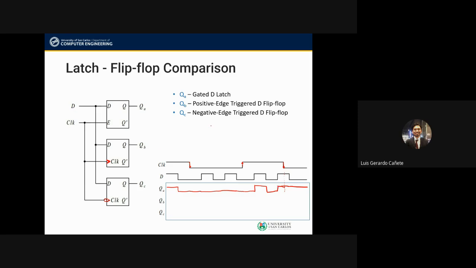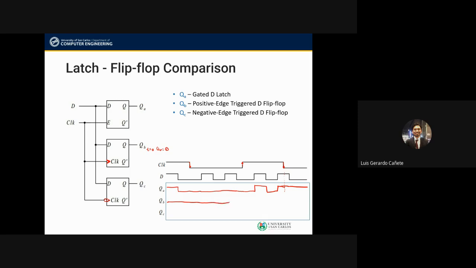For QB, remember now the sensitivity of your circuit is towards the positive edge. So whatever the value of QB is initially, we don't know. So I'm just going to assume that the value of QB at time equal to 0 is, let's make it 0, okay? And we're going to maintain this value because there is no rising edge.